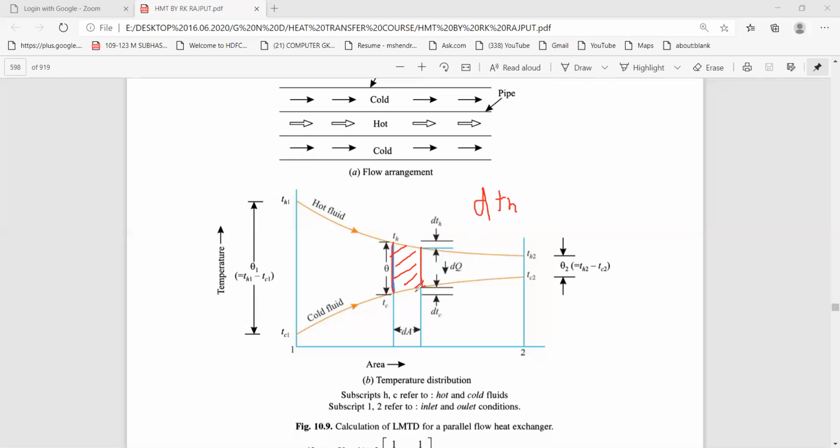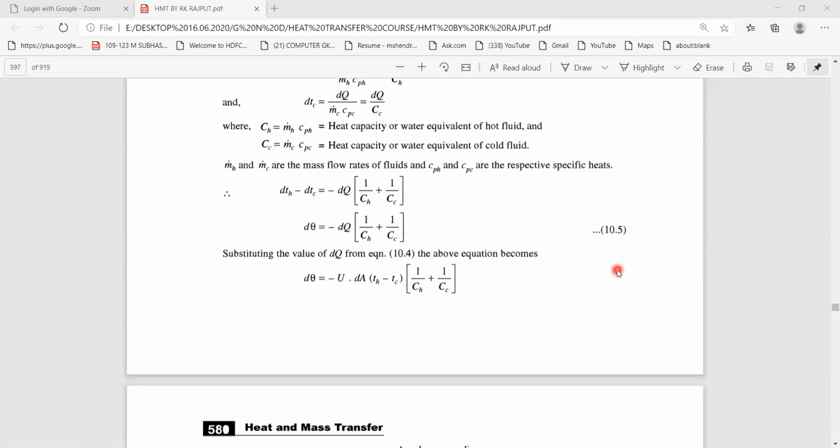Similarly, within that element, as far as cold fluid is concerned, dTC is the small elemental increase in the temperature of the cold fluid within that element. These are very important things for the further derivation. Now let's proceed further. Let's go to the derivation now. I hope both the figures are clear to you. Drawing these two figures is very important in your examination.